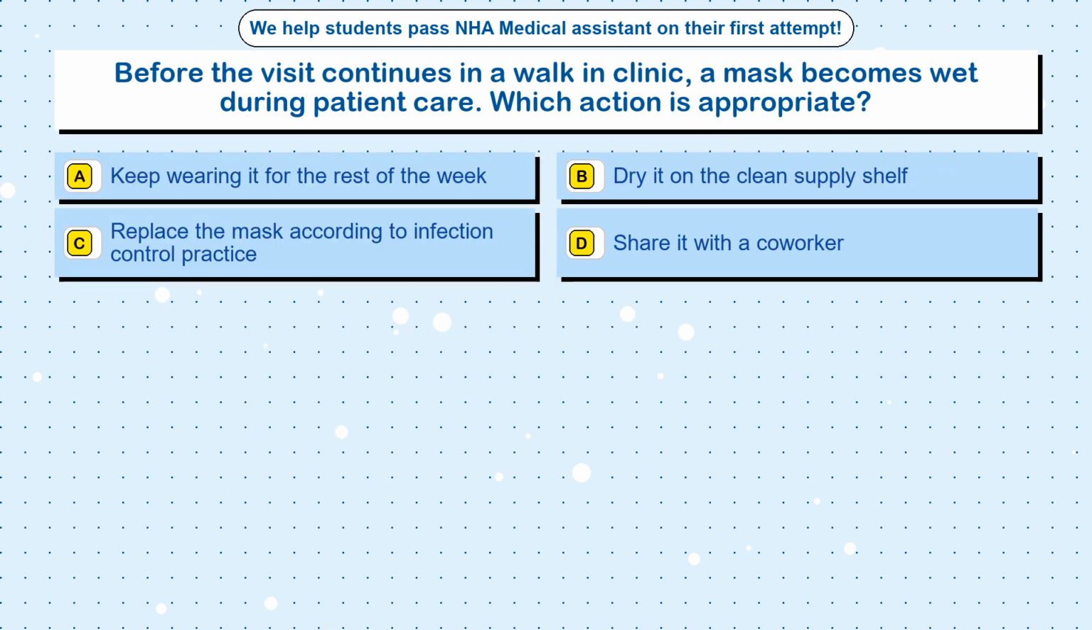Question 24. Before the visit continues in a walk-in clinic, a mask becomes wet during patient care. Which action is appropriate? Option A, keep wearing it for the rest of the week. Option B, dry it on the clean supply shelf. Option C, replace the mask according to infection control practice. Option D, share it with a coworker.